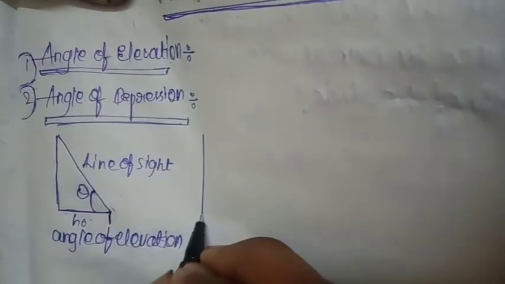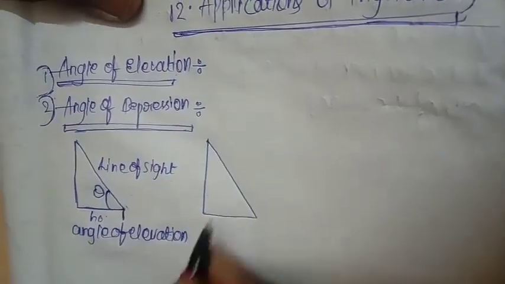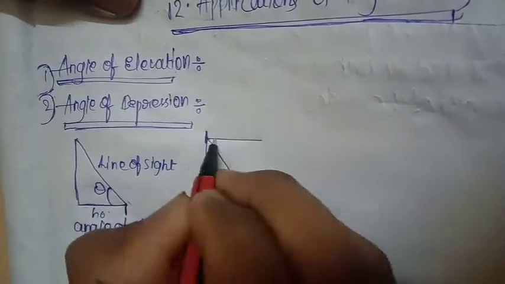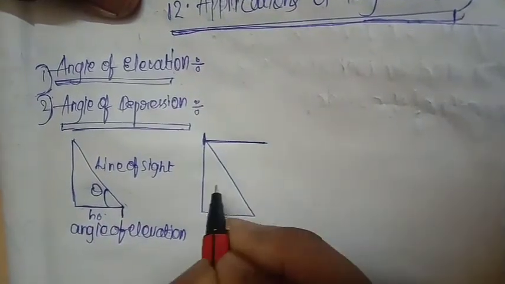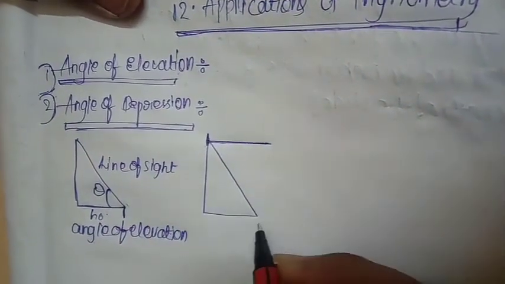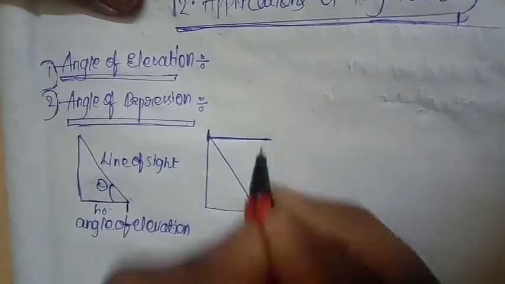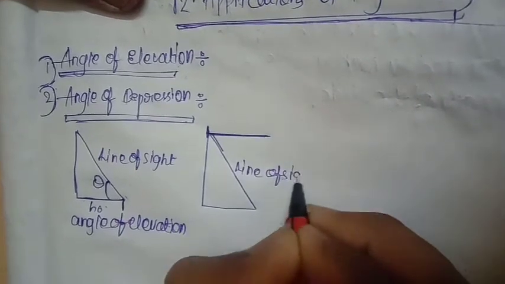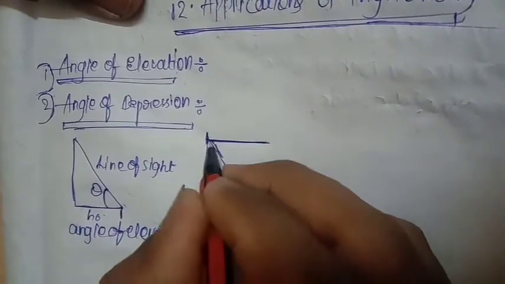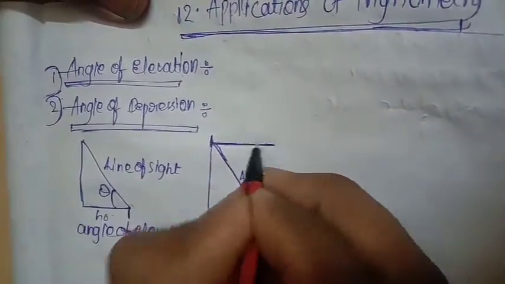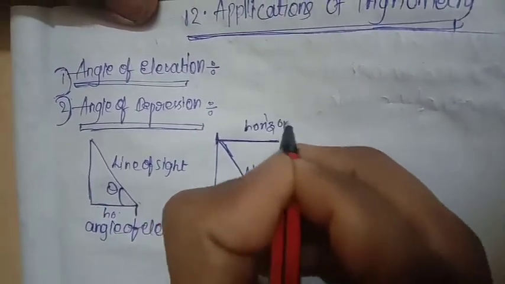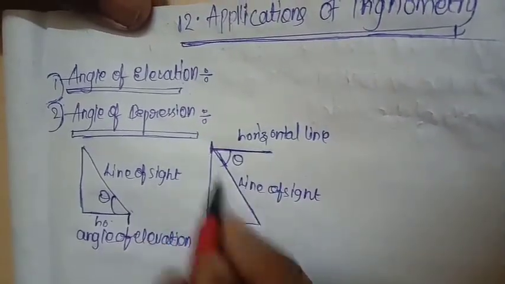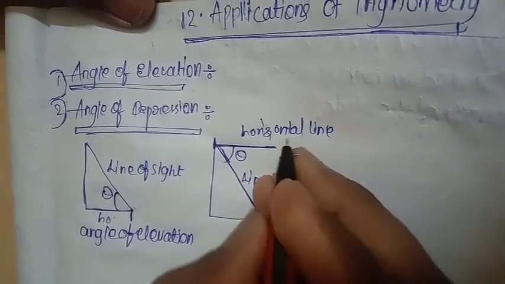Next, angle of depression. Let's imagine a man is here. His line of sight will be like this, and the man is seeing the ground. He is seeing the ground like this. This will be the horizontal line. So the angle between them, as the man is seeing down, will be the angle of depression.